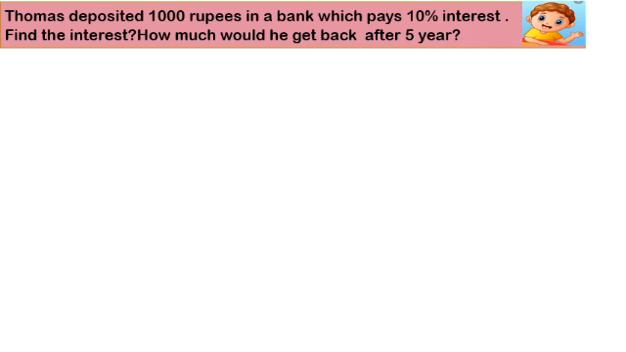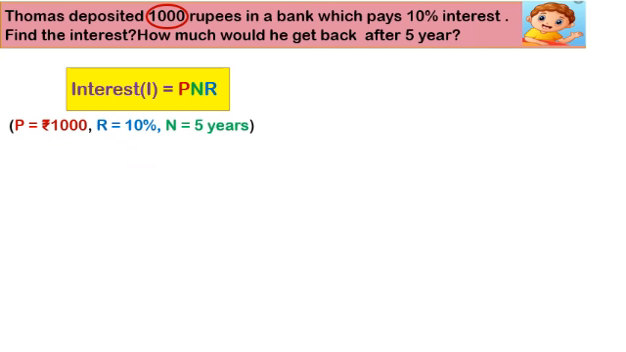Let us see another question. Our question is, Thomas deposited 1000 rupees in a bank which pays 10% interest. Find the interest and how much would he get back after 5 years. Children, now we know the formula for calculating interest. What is that? Yes, interest I equal to PNR. And in the question they have given principal amount as 1000 rupees, rate of interest is 10% and number of years is 5 years. Let us substitute these to the formula.